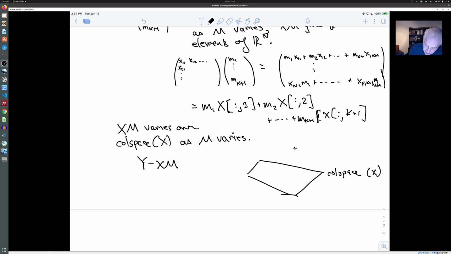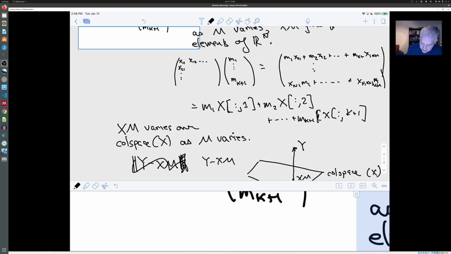Here we have y. Y doesn't lie in the column space of x, because if it did, it would mean that y was exactly equal to some linear combination of the columns of x, and then our problem in least squares would have an exact solution, but we're assuming that's not the case. And as we look at the norm of y minus xm, here's xm, a general point in the column space of x, and y minus xm is the vector that connects y to xm.